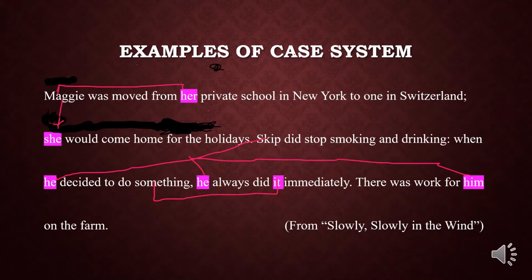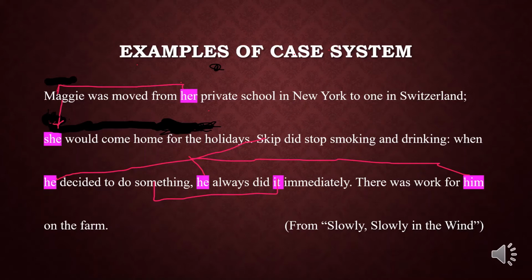Here's again a small snapshot from Slowly, Slowly in the Wind. Some sentences that will show how cases work. Let me read it. Maggie was moved from her private school in New York to one in Switzerland. She would come home for the holidays. Skip did stop smoking and drinking. When he decided to do something, he always did it immediately. There was work for him on the farm.